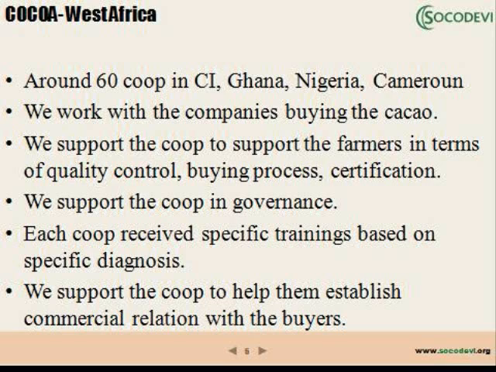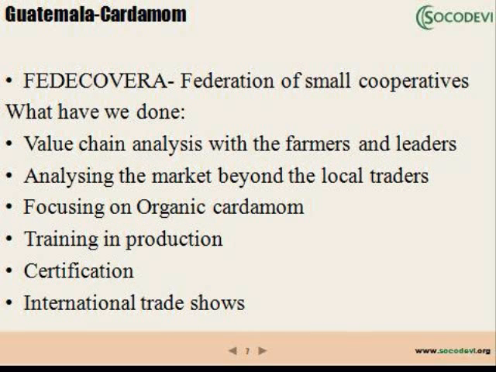We help them to establish commercial relations with buyers, but we are not ourselves involved in this relation. In Guatemala, we've been supporting a federation of small cooperatives, and in that case, they are exporting cardamom. After making a value chain analysis with all these farmers and leaders, we decided with them to focus on organic cardamom, with training in production and certification. Actually, this co-op is the world's first exporter of cardamom nowadays, producing and exporting more than 600 metric tons each year.